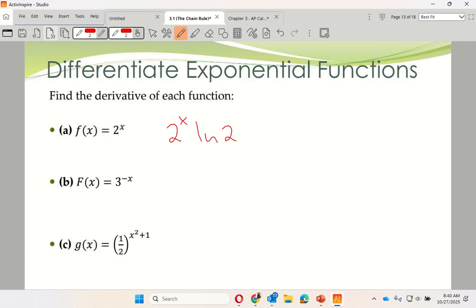All right, so the next one is slightly complicated, so let's uncomplicate it. What's the complicated part? Negative x. So I'm going to say that u is equal to negative x. u prime is going to equal negative 1, right? So let's rewrite it as 3 to the u, which would give me 3 to the u ln 3 times u prime.